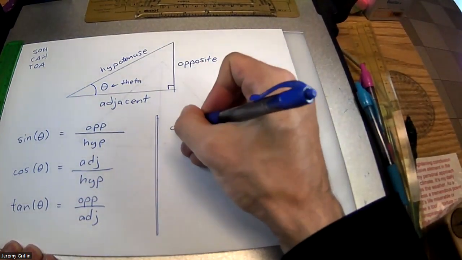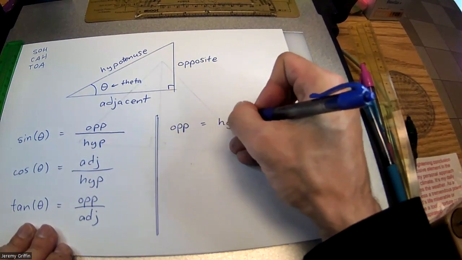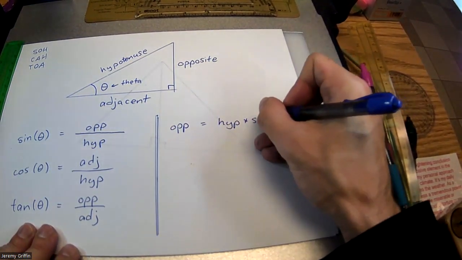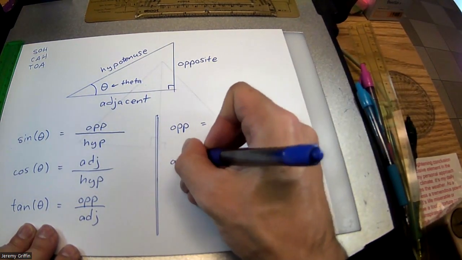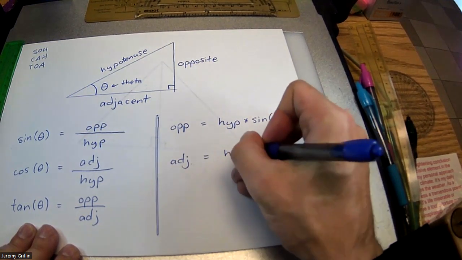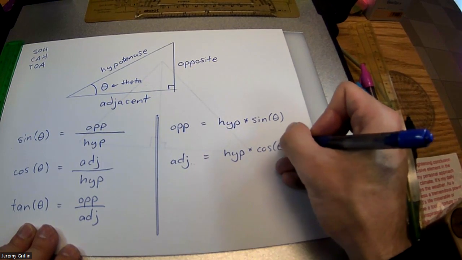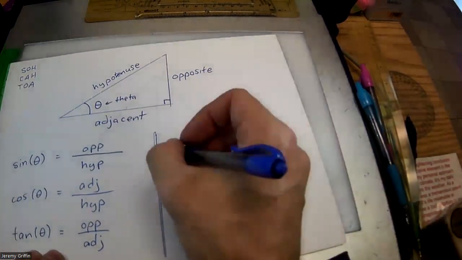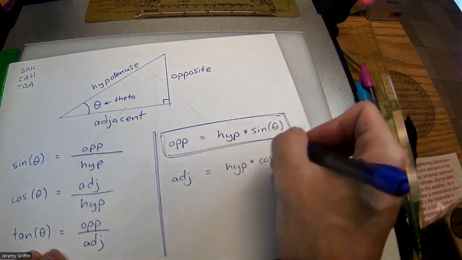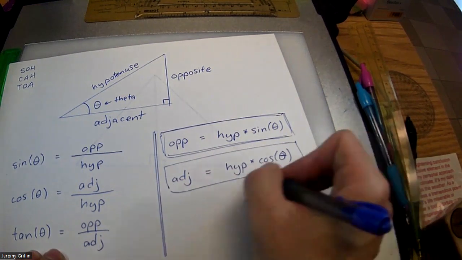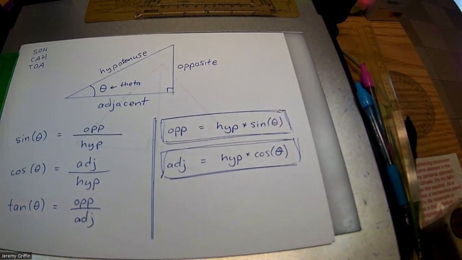The opposite leg is equal to, I'm going to take hypotenuse and cross multiply it up, hypotenuse multiplied by sine of the angle. And the adjacent leg is equal to the hypotenuse multiplied by cosine of the angle. Right? I'm going to box those in because those are real important versions of those formulas. And it's the same thing on the left side of the page, just rearranged a little bit. Okay, here's that.